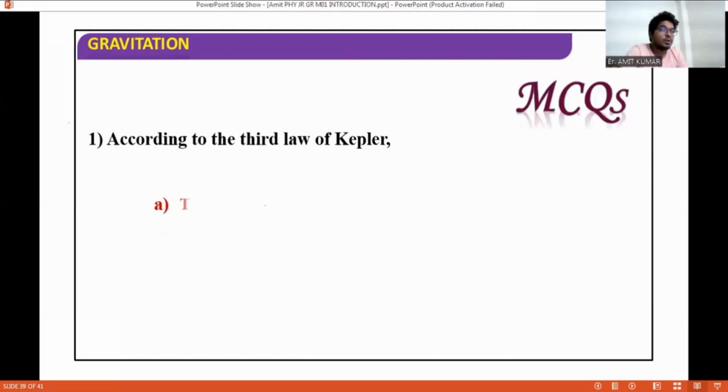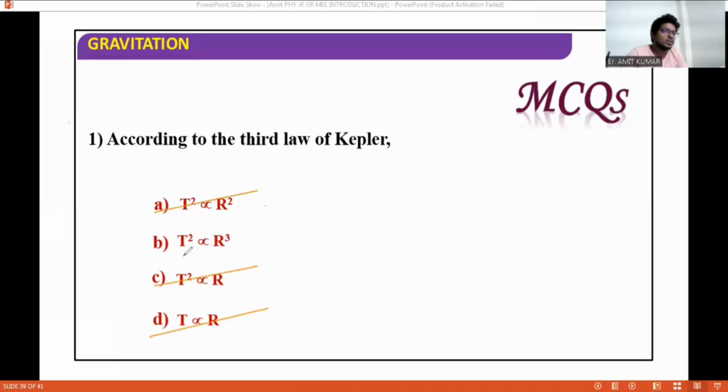According to Kepler's law, T square is proportional to R square? This is wrong. Which one is correct? This is wrong, this is wrong, this is wrong. This is correct.